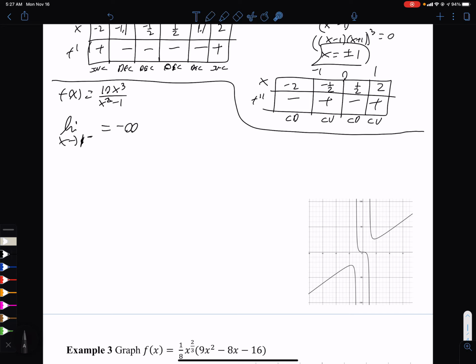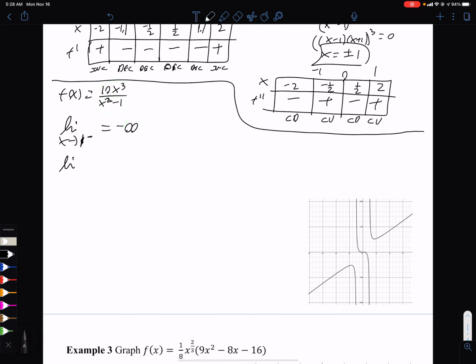So you'd have to plug in values. On top, if you plug in 1 here, it's going to be positive. But if you're approaching 1 from the left, that's going to be like 0.9999 minus 1, which is negative. So positive and negative, that's why you get negative infinity. When the bottom approaches 0 and the top doesn't, you're going to get infinity. You just have to figure out the sign.